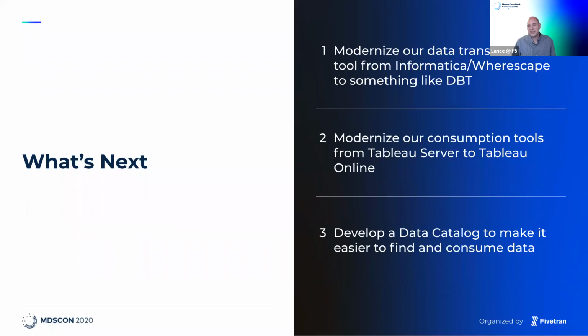So what's next? Modernize our transformation tool. We want to get off of Informatica Warescape. Those are still running in Azure. It creates some latency because we've got data going from the cloud into Azure, then back out of Azure to Snowflake, going through Fivetran, then being transformed, which means it's going from Snowflake back to Informatica, back to Snowflake.